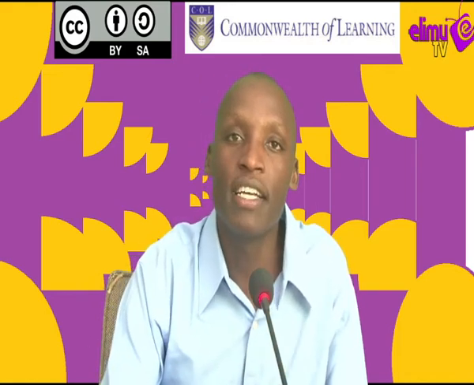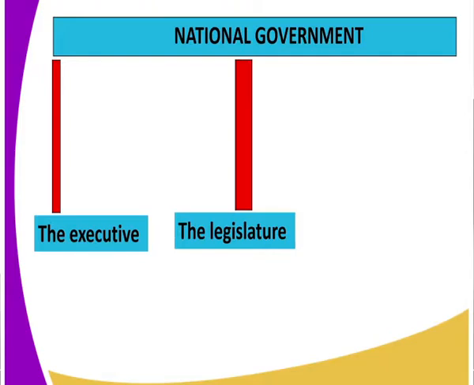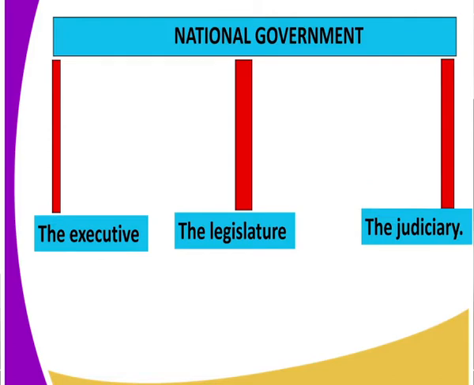Two, we have the legislature, right? And the legislature is the law-making organ of the national government. Good. But again, as we move, we get to look at what the legislature is, what it is comprised of, and other functions of the legislature. Then lastly, we have the judiciary.